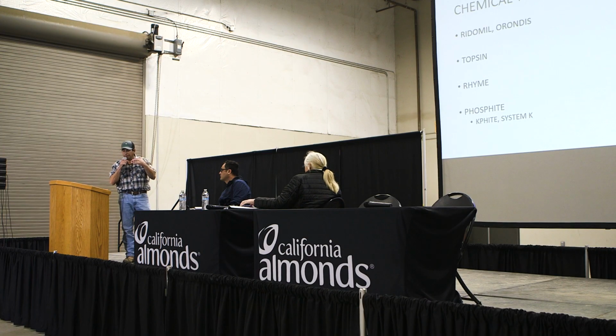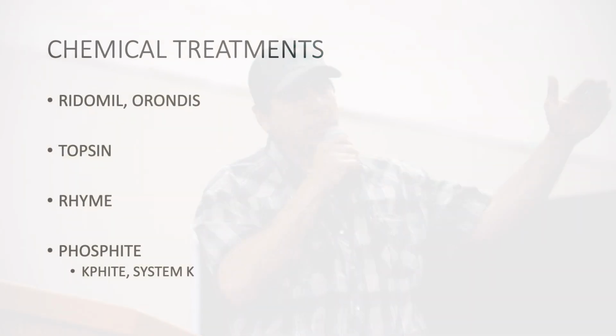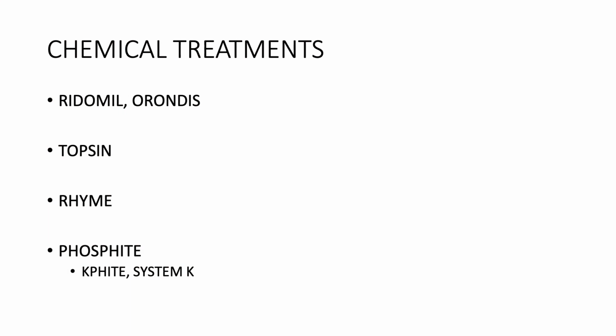Don't expect 100% control ever, right? But it's good. And then I base a lot of my canker control, Phytophthora control, on phosphites. We look at those top ones. Topsin isn't very expensive, but we think of a Phytophthora program with your chemicals, Ridamil or Orandus. You get $100 an acre out there pretty easily.